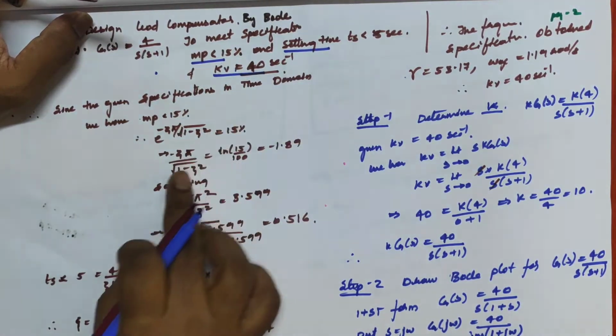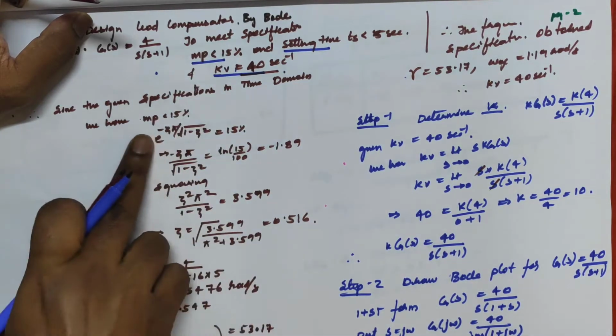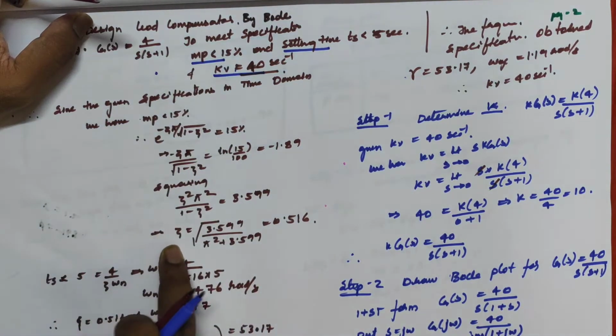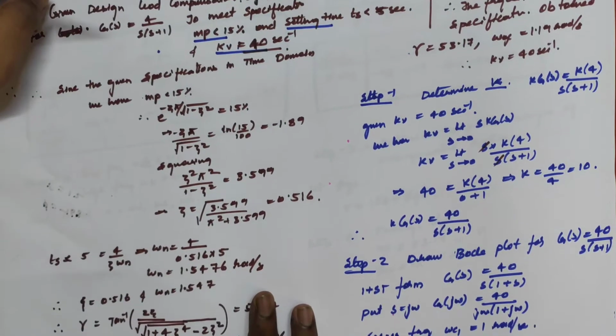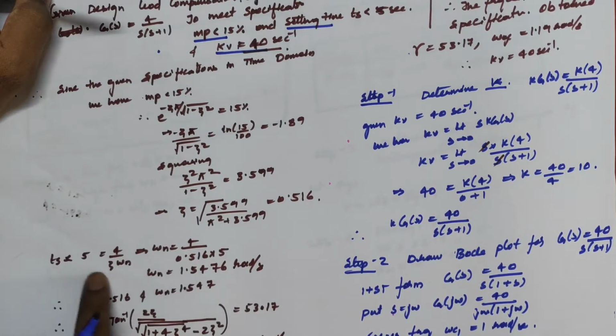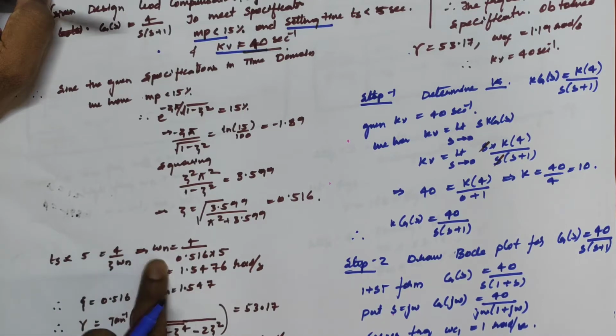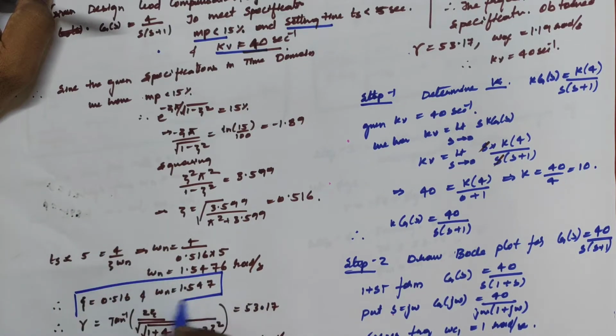I already said that with this peak overshoot, after these calculations, I got the zeta value. Again, I have a Ts value, the settling time. So we have the equation Ts equal to 4 by zeta omega n. So we get omega n equal to 1.54. So I obtained the zeta value and the omega n value.